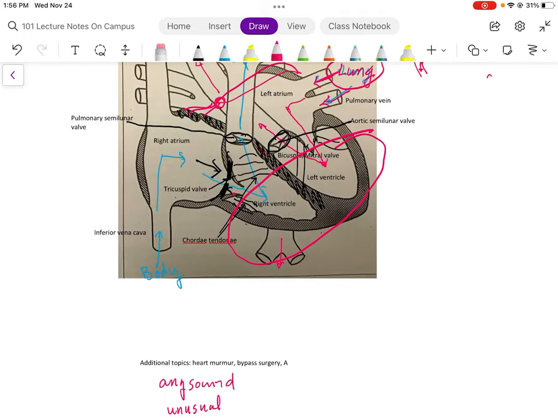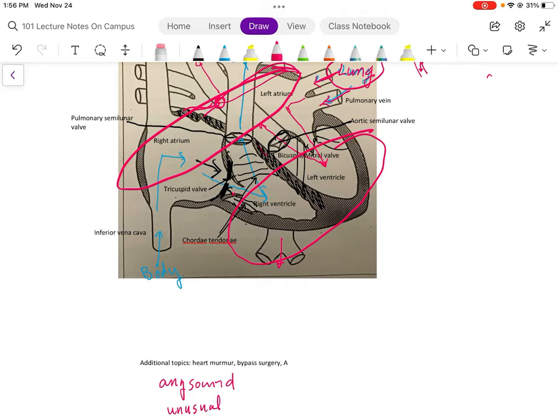And the dub sound comes from the semilunar valves closing, which of course will close when the atria squeeze and put blood into the ventricles. So you have a lub-dub, lub-dub, and those are the shutting of the valves. The two ventricle valves shut at the same time. The two semilunar valves shut at the same time. And so if you have a sound that is not that sound, that's an unusual sound, that's a heart murmur.